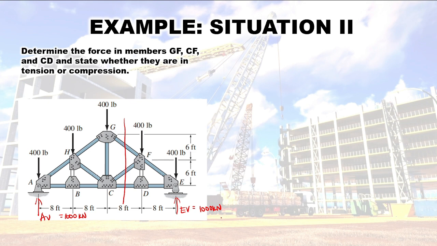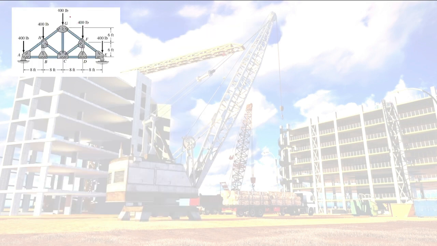Take note, you can only do this if your truss is symmetrical. Say, for example, this one became 200 pounds. You cannot do this anymore because it is no longer symmetrical. So your loads here are different from your load here. Okay? And that's it. So, for here, let's try considering the left side.